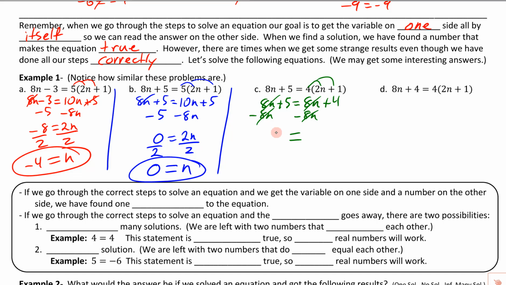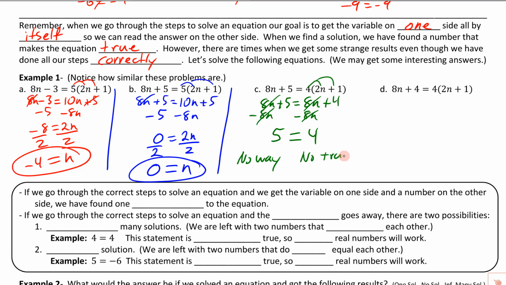That makes a 0, so on this side we only have a 5. That makes a 0, so the only thing we have on this side is a 4. Now, here's what this equation says. This says that the number 5 equals the number 4. Well, there's no way that 5 equals 4.